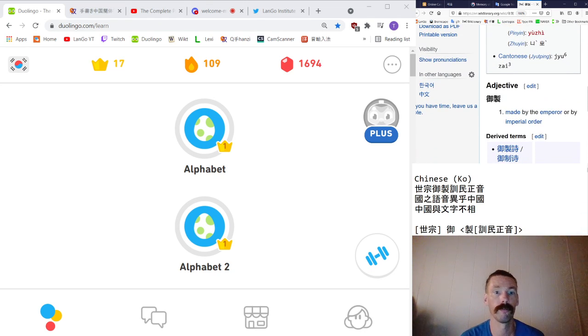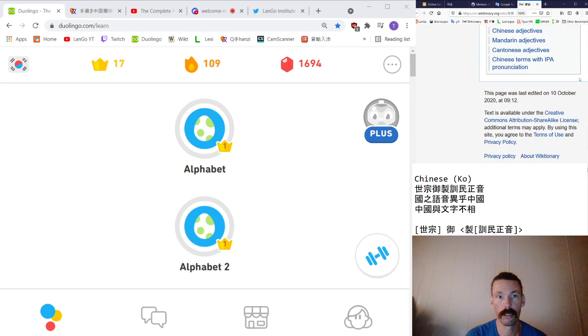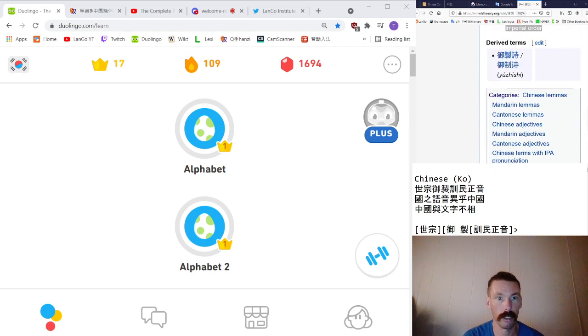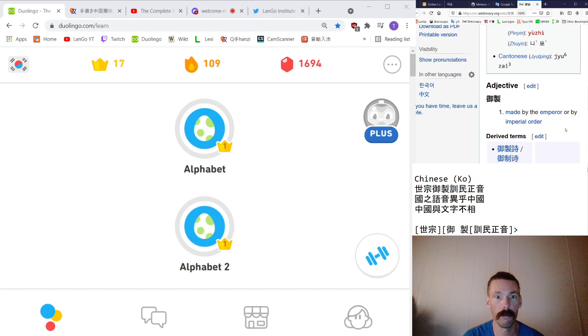So that'll be E, and then the cross is J. No, it's not a J. Oh, is it the ground? G. No. Y, I, and then we omit a couple, and it's a U. Okay, 御制 is a compound, imperial edict, made by the emperor or by imperial order.